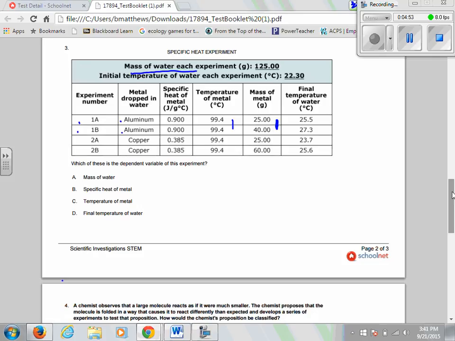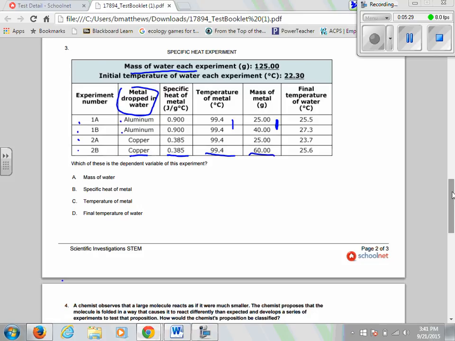It's going to be 125 grams of water. So you're going to drop that metal into a beaker of water and see how long it's going to take, or what the temperature of the water will be based on however long you let it sit there. So experiment 2A and 2B, you're using copper this time, which of course has a different specific heat. The temperature of the metal is going to be the same. The mass of the metal is going to be different. And then at the end, the final temperature of the water.